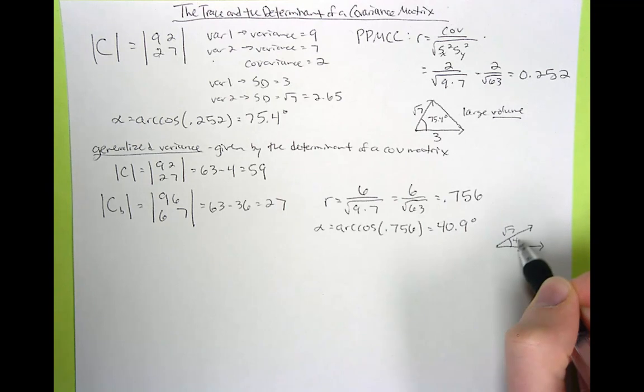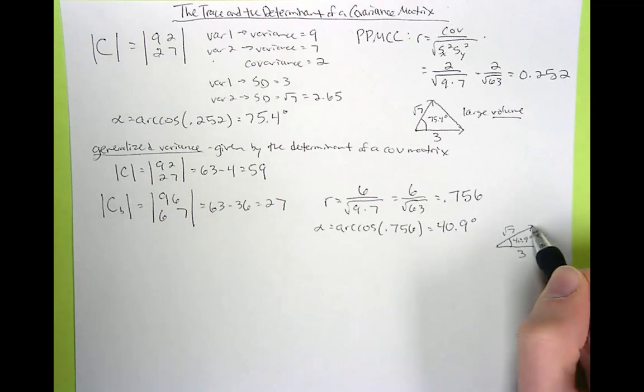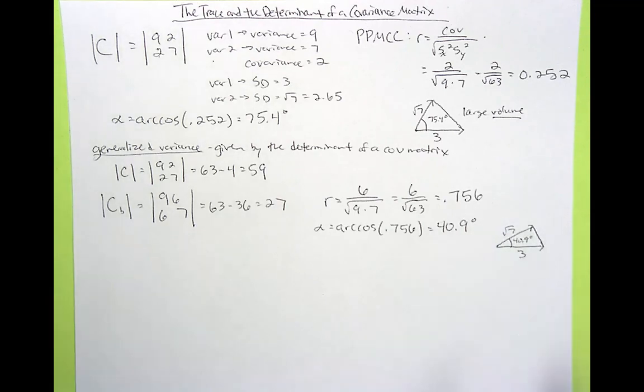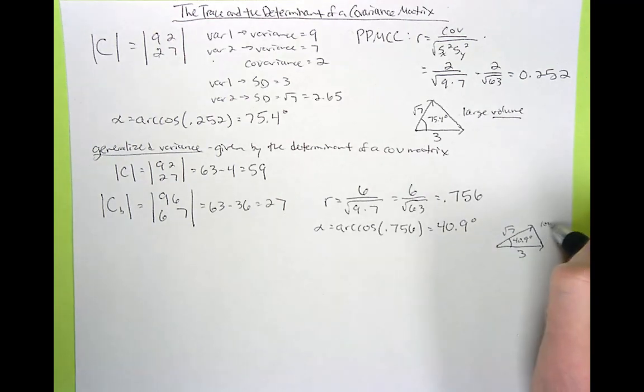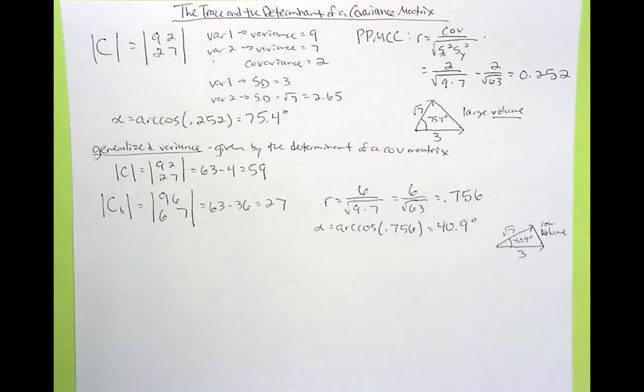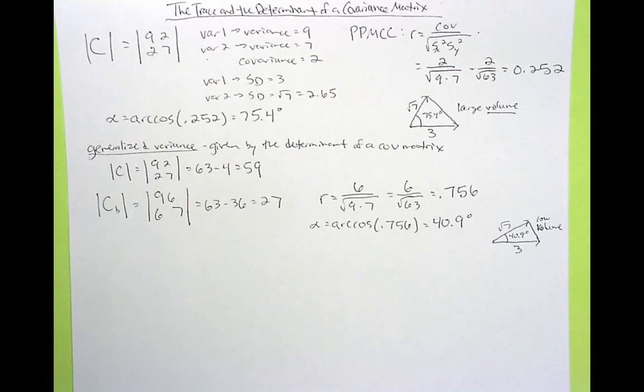So the angle is 40.9 degrees. So we can see that the generalized variance in the volume is low. So we can say low or smaller volume. And you can see that by my figures, even though obviously they're not drawn to scale, we can see that the volume has gotten smaller.